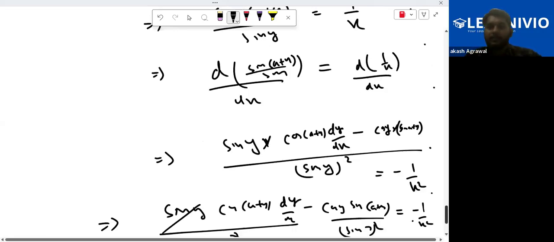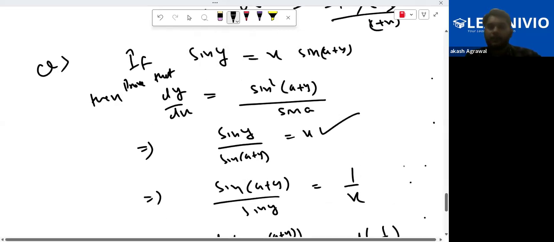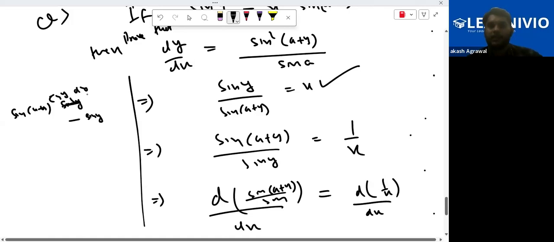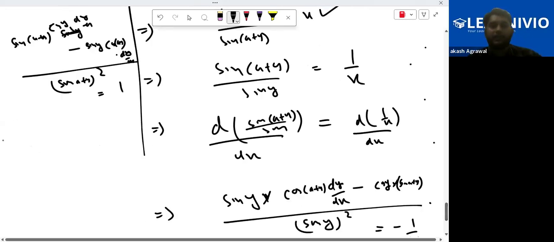Now it's getting complicated. Let's just differentiate this way. Okay, it will be easier. So we have sine(a+y) sin²y minus sin y cos y dy/dx and sin y cos(a+y) dy/dx, whole divided by sin²(a+y), and this equals 1. This way we can find the answer easily.